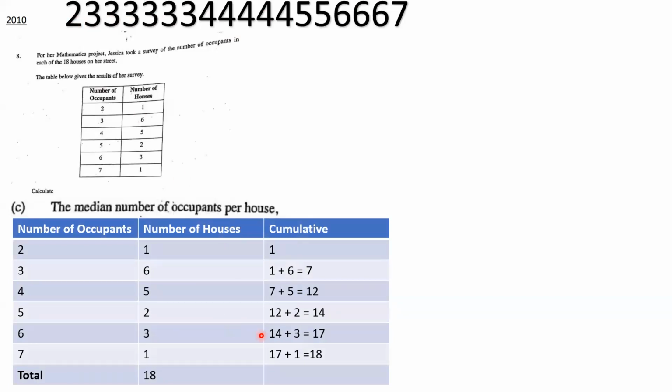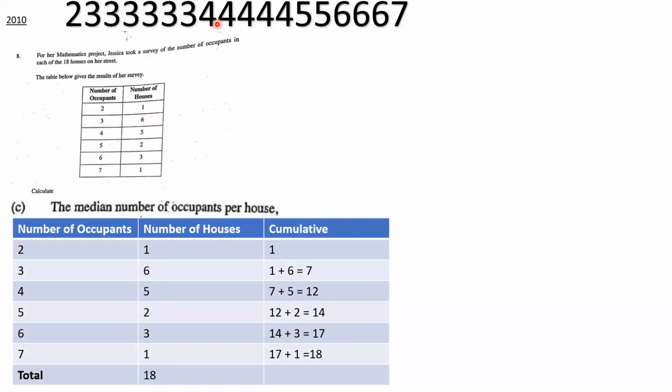And we're going to add 3, right? And that 3, that's 14 plus 3, that's 17. That 3 stands for the 3 sixes. So that means that from this 6 all the way to this 2, there are 17 numbers in the data set. And then we have 17 plus 1, and that's adding the 7. And so that's going to be 18 numbers in the data set. So, okay, good.